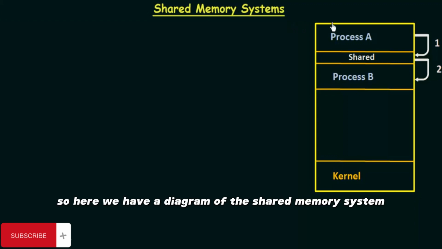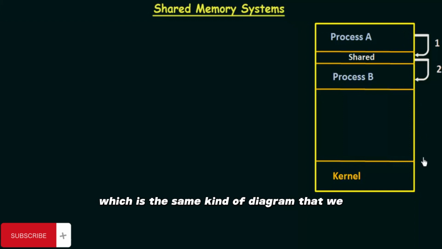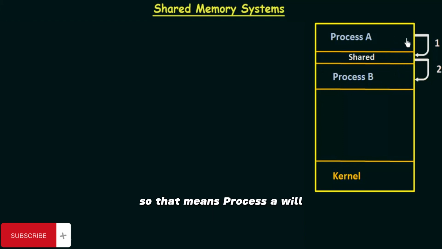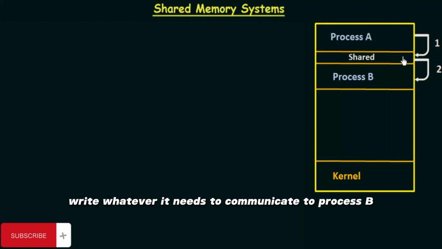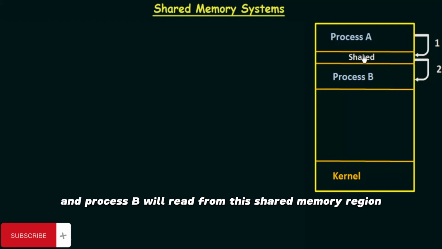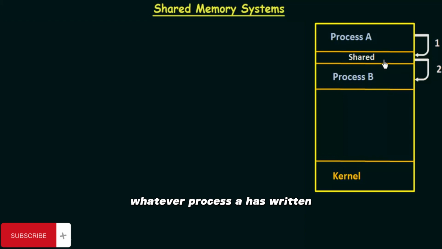So here we have a diagram of the shared memory system, the same kind of diagram that we saw in the previous lecture. Here we have process A and process B, which want to communicate with each other. That means interprocess communication has to take place, and in order to do that, the shared memory system has to be used. So here a region of shared memory is established, and using this region, process A and process B will communicate with each other. Process A will write whatever it needs to communicate to process B into this shared memory region, and process B will read from this region whatever process A has written and wanted to communicate to process B.